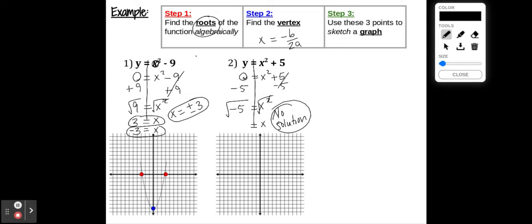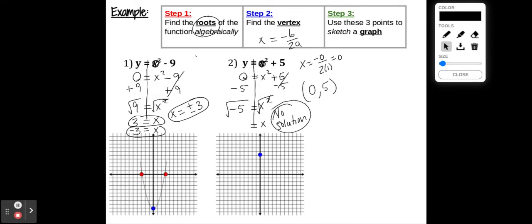Well, let's find the vertex. Okay, so vertex, we'd have x equals negative b, which is negative 0 over 2 times a. And again, this is just going to give us 0. So the x coordinate is 0. Let's plug in 0 right here for x. Well, then y would be 5. So let's go ahead and graph the point 0, 5. Now, remember, there's no roots. There's no solutions. This isn't going to touch the x-axis at all.